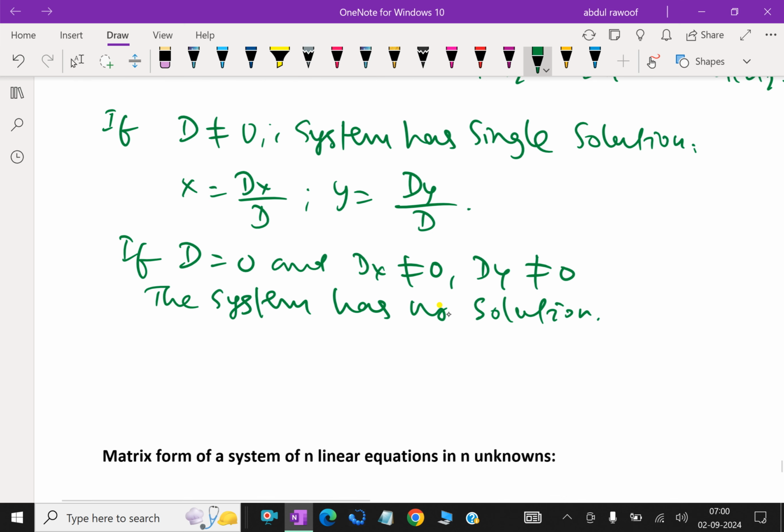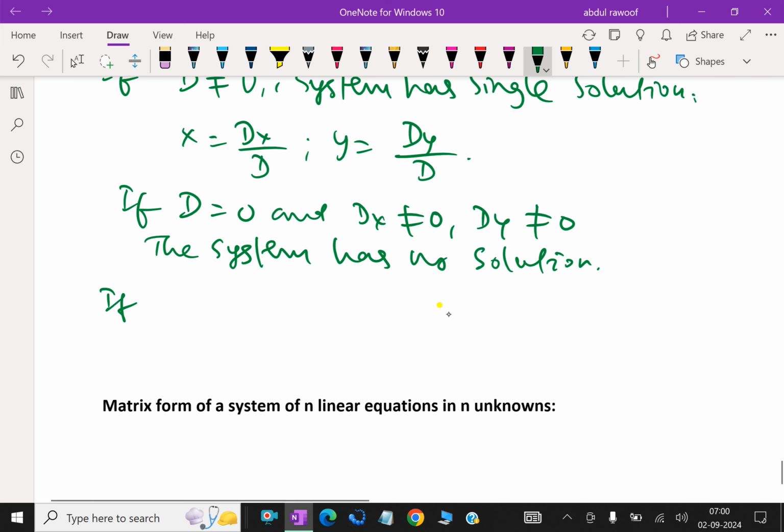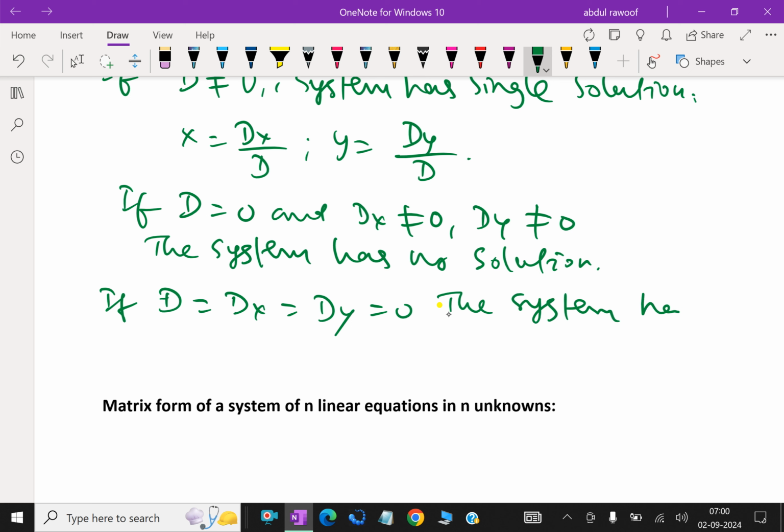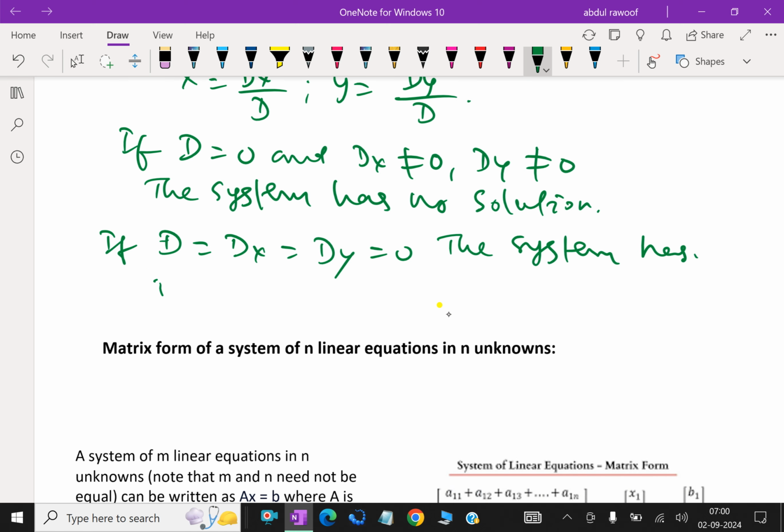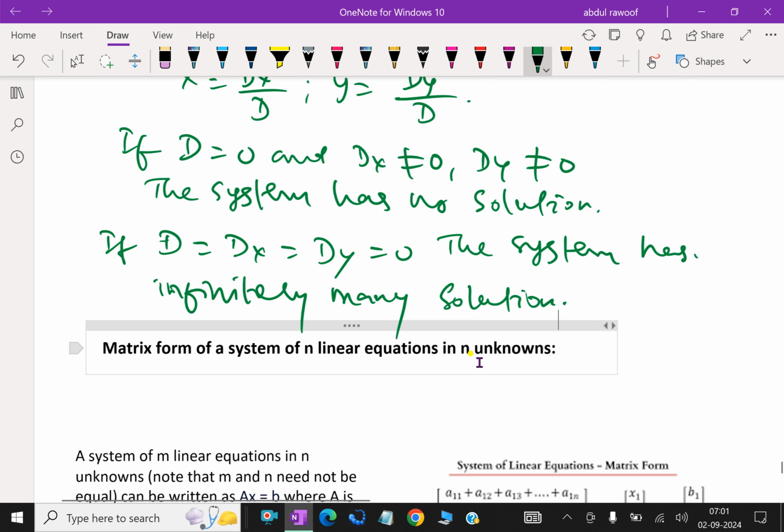Now if d equals dx equals dy, all are 0, then we can say the system has infinitely many solutions, which means the lines overlap.